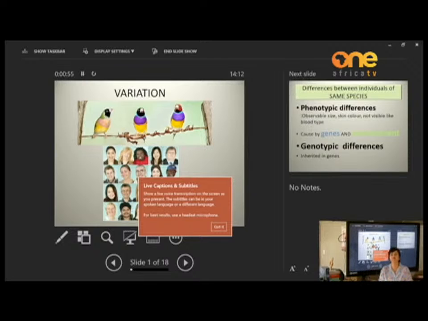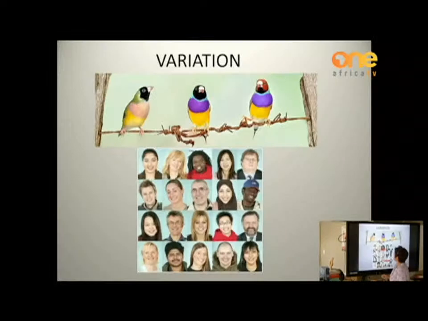When we look at this picture that we have here, we can see these birds are all Golden finches. They are of the same species, but we have a lot of color varieties between them. They are the same species, but there is a lot of differences between them. And then, of course, the human race. We know that there are so many variants in humans.